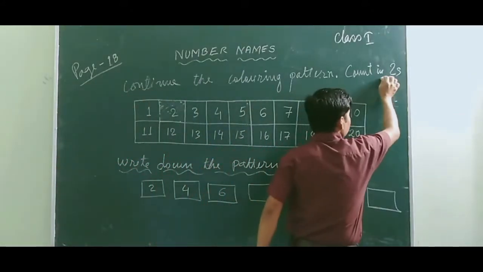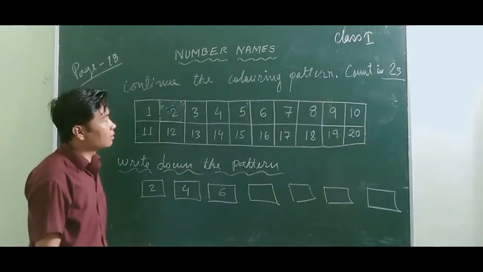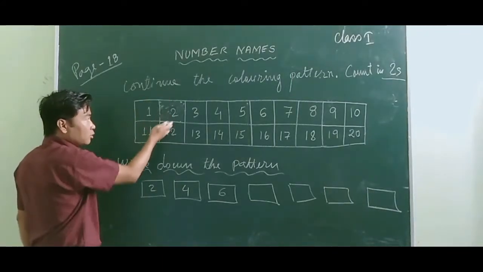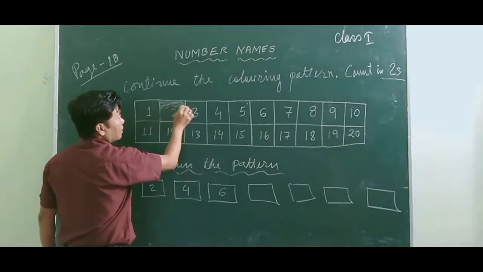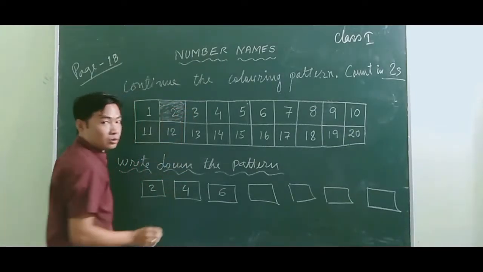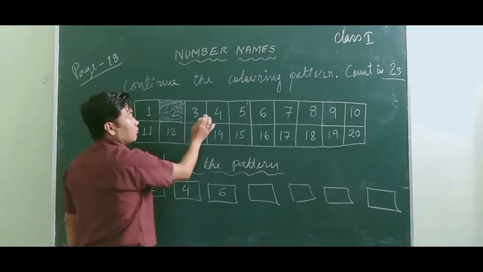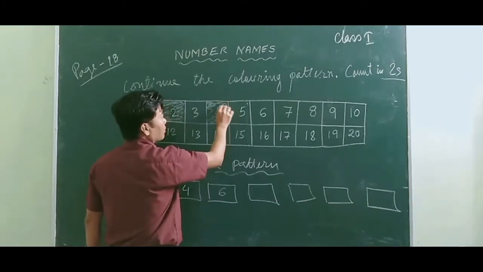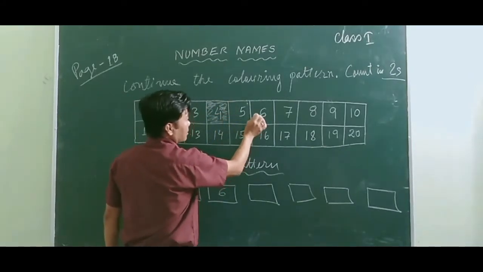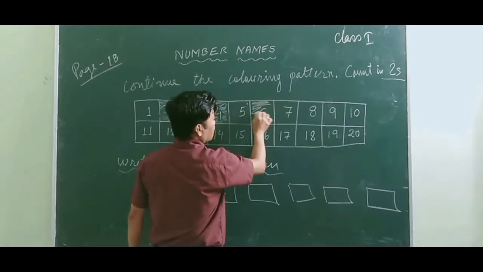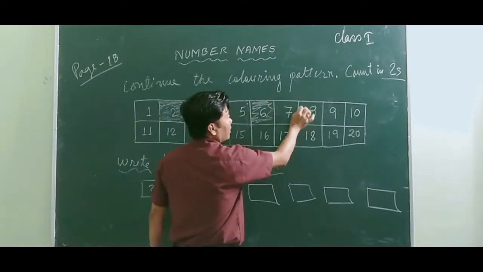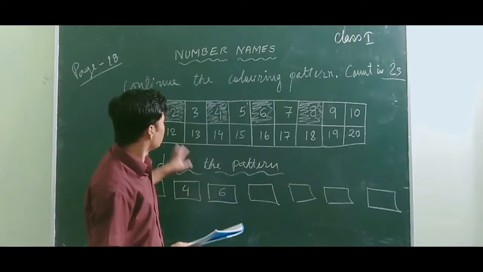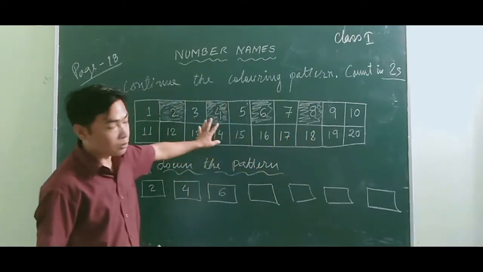Now continue the coloring pattern, count in twos. So count in twos means we have to count 2, 2, like we count in tens, no? And then we have to color it, set it. See here, 1, 2. So we have counted in 2, then you set it like this, color it. You have to count 2 digits and then you have to color it. 3, 4. Then you set it like this. It is like skipping one digit, okay? And then 5, 6. Like this. And 7, 8. So you count 2 numbers and then you color it like this. So finish the remaining by counting 2 and color it.